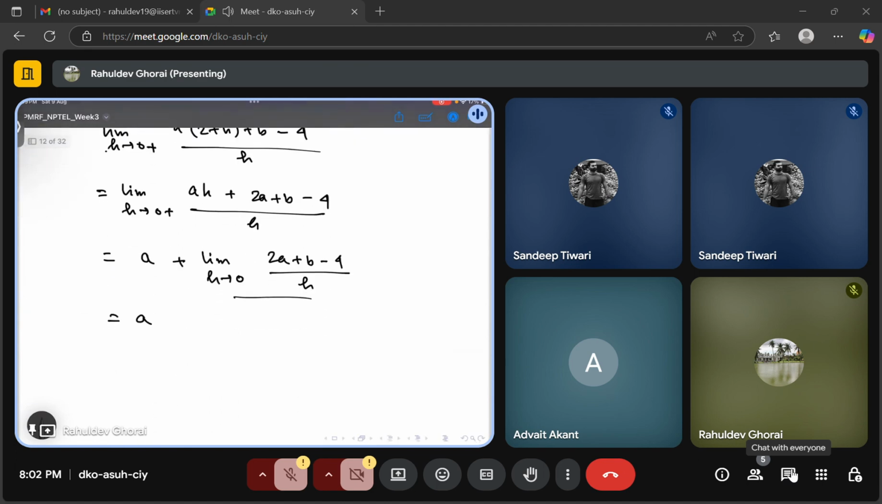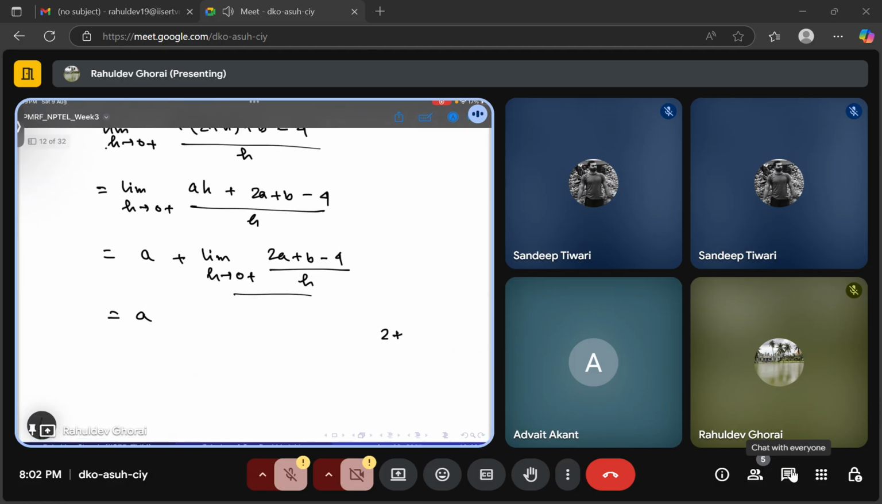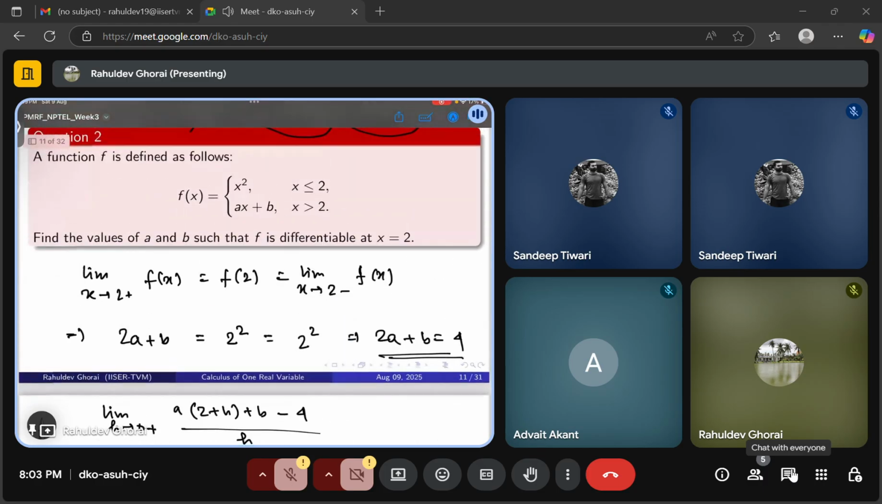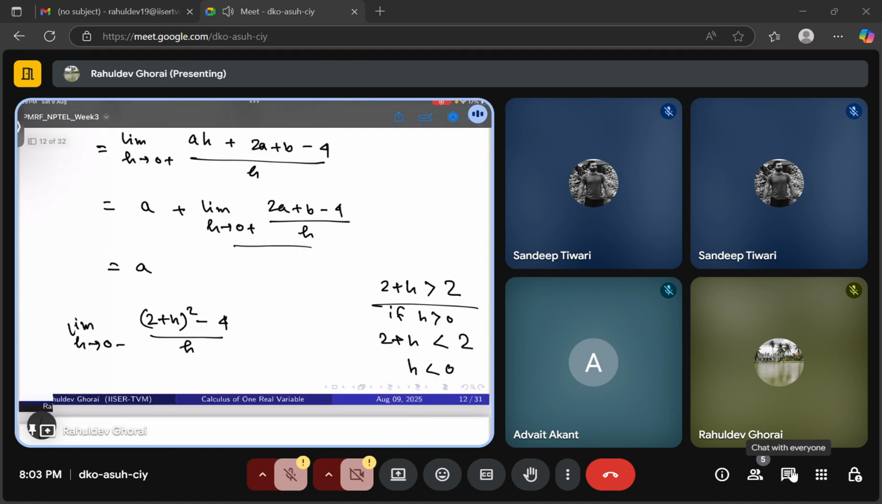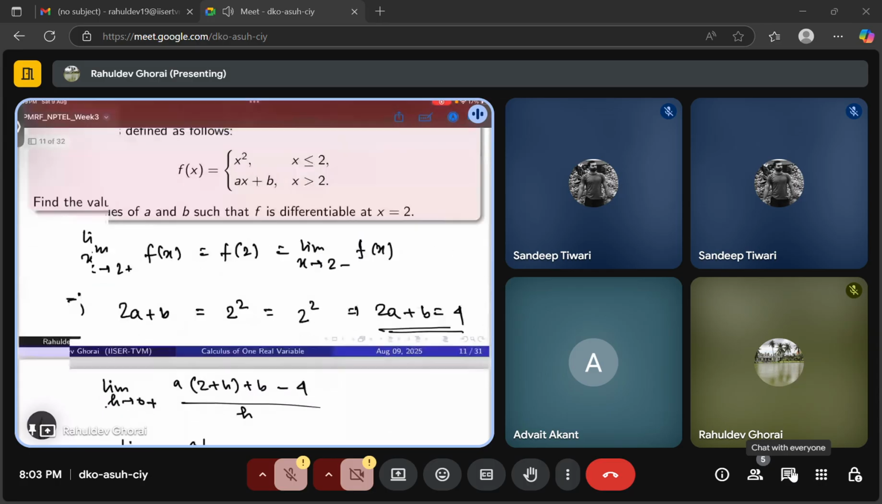Yeah, that is the mistake we are doing, because 2 plus h is greater than 2 only when h is greater than 0, and otherwise h is less than 0. So when you take the limit as h tends to 0 minus, this definition will change. f of 2 plus h will then be 2 plus h whole square, so 2 plus h whole square minus 4 over h. Because f of 2 is 4, that is not a problem.